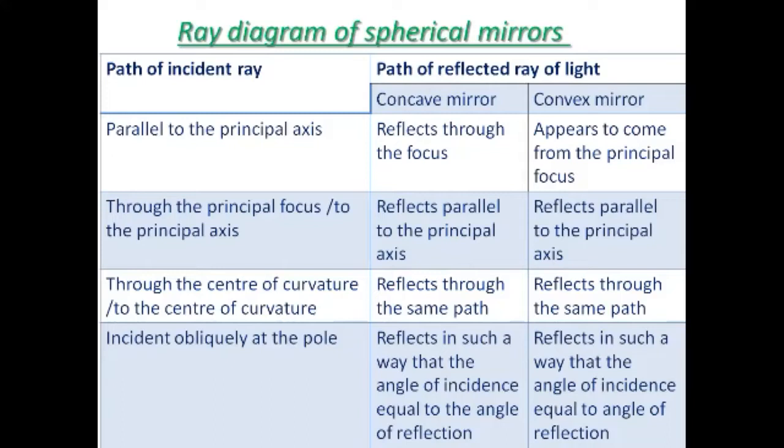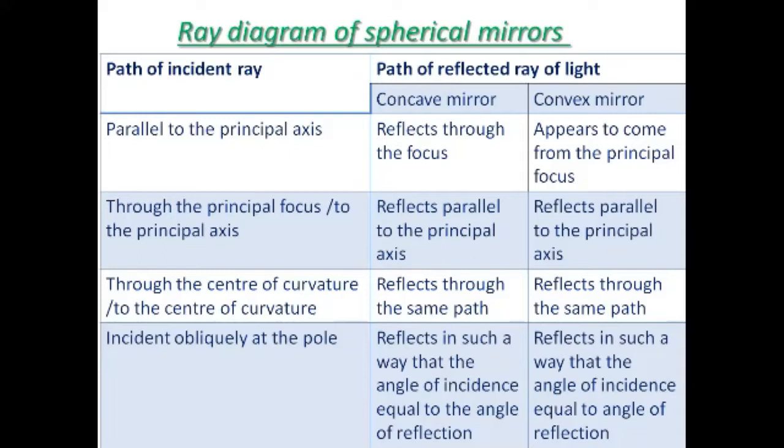Path of reflected ray of light reflects parallel to the principal axis, and in convex mirror reflects parallel to the principal axis. And the path of incident ray is through the center of curvature or to the center of curvature, or C, reflects through the same path in concave mirror, and that is the same in convex mirror, reflects through the same path.